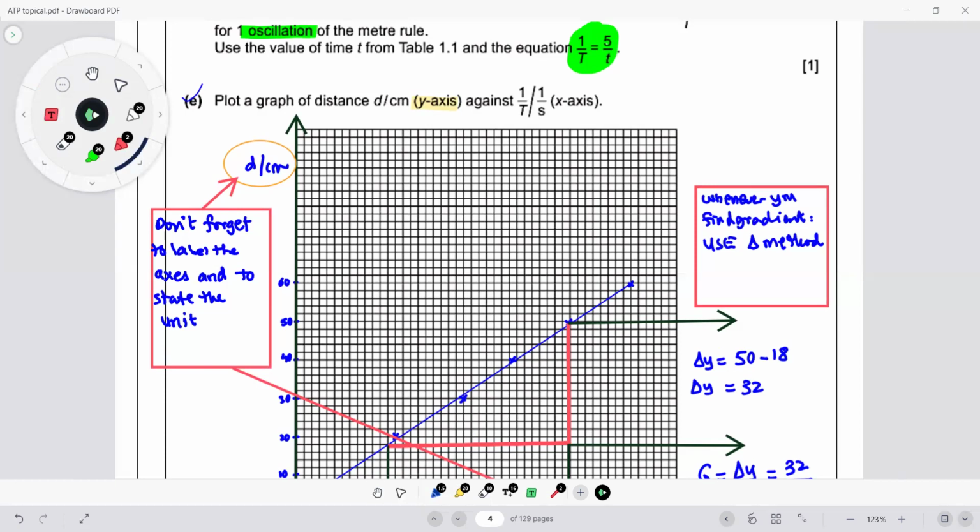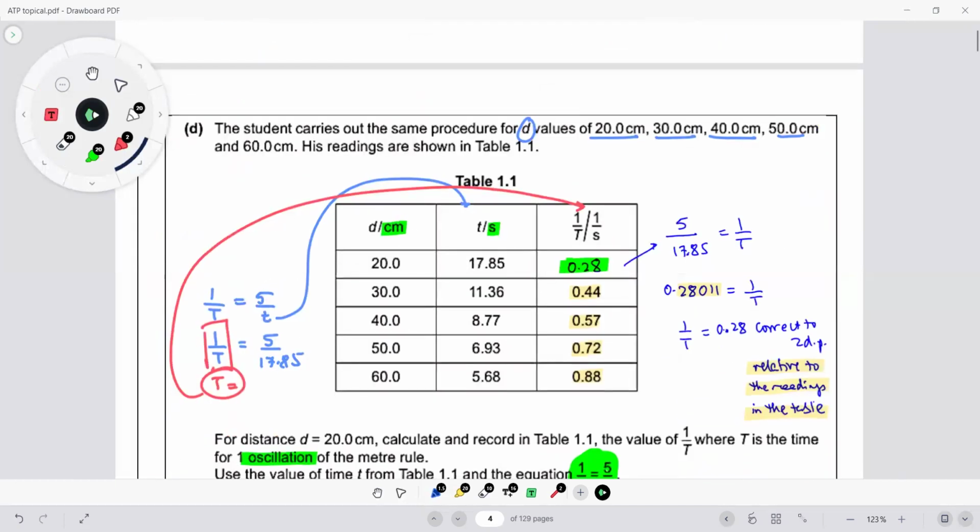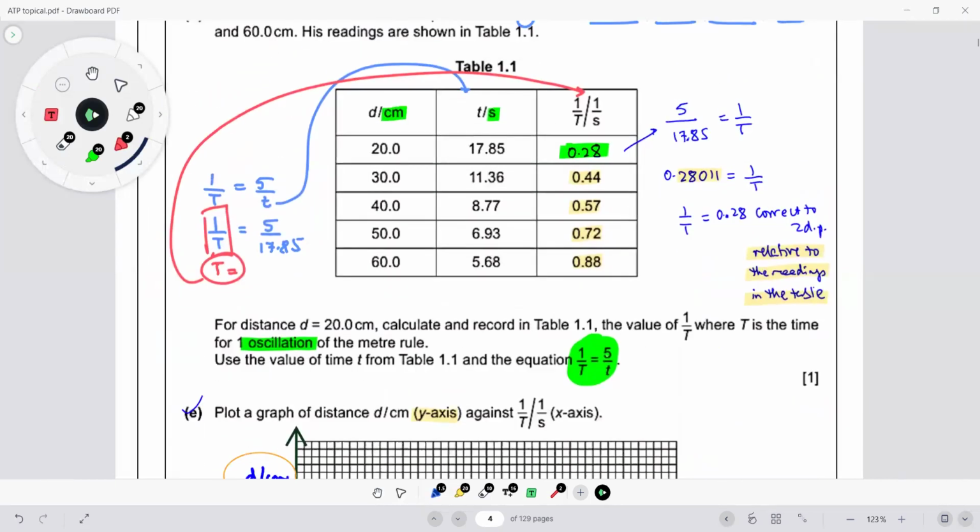Plot graph of distance d against 1 upon t. I knew that as the distance keeps increasing, 1 upon t also keeps increasing. You look at this combination, so 20 to 60, this quantity is increasing and so is 0.28 to 0.88, right? They might not be increasing proportionately, but they are increasing. If one quantity is increasing, the other is also increasing.